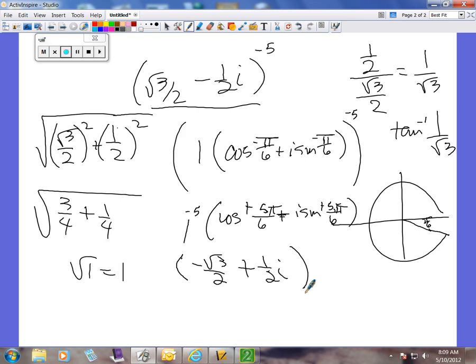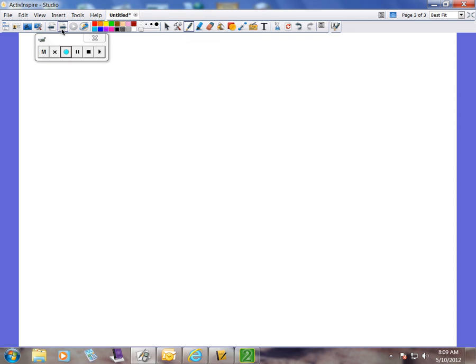The next problem is not hard. It's the same idea. It's just setting it up is a little different. This time we're going to do a root. It says find the principal cube root of 8i.